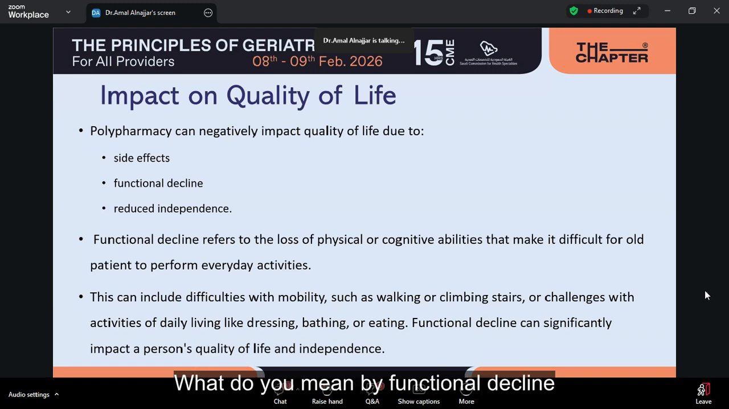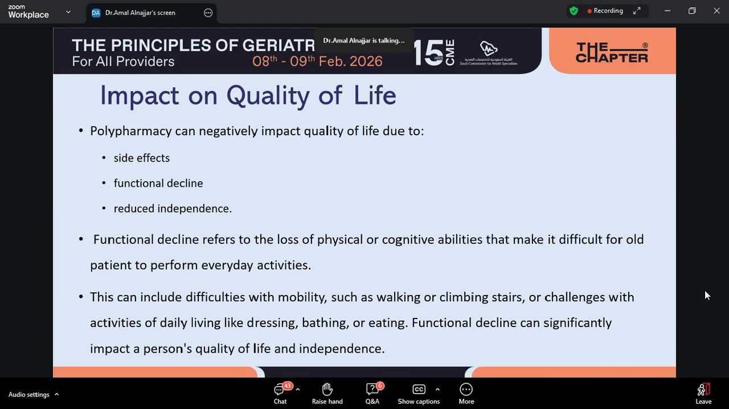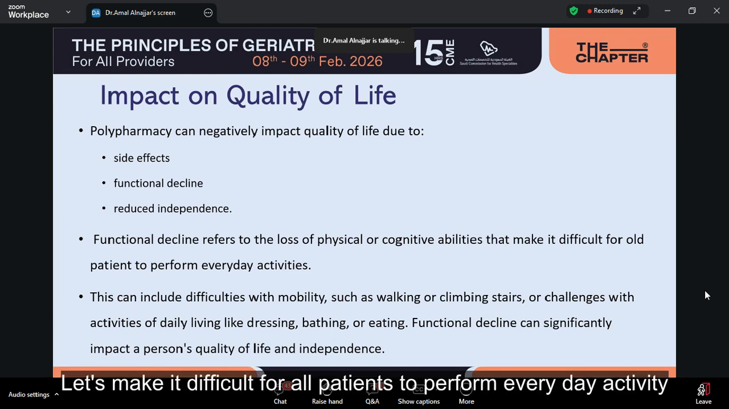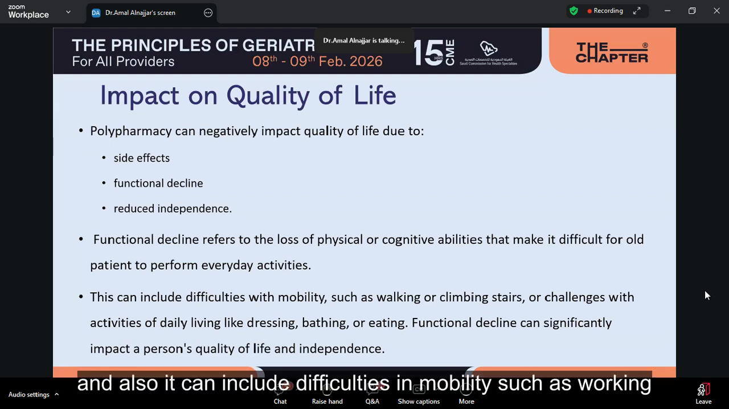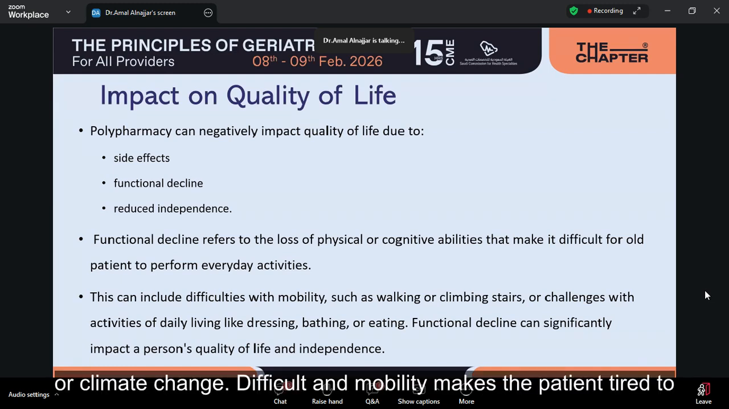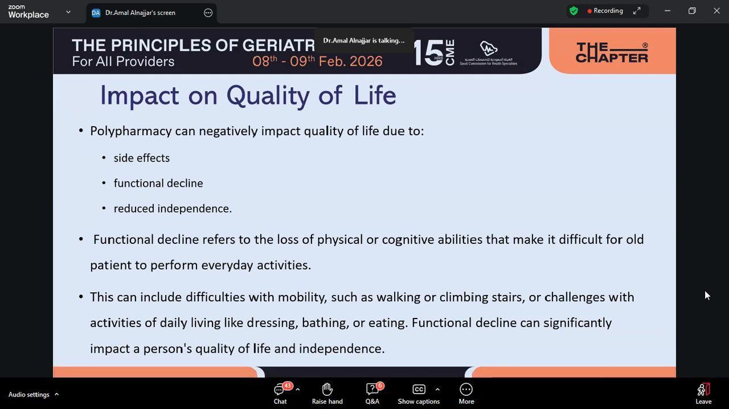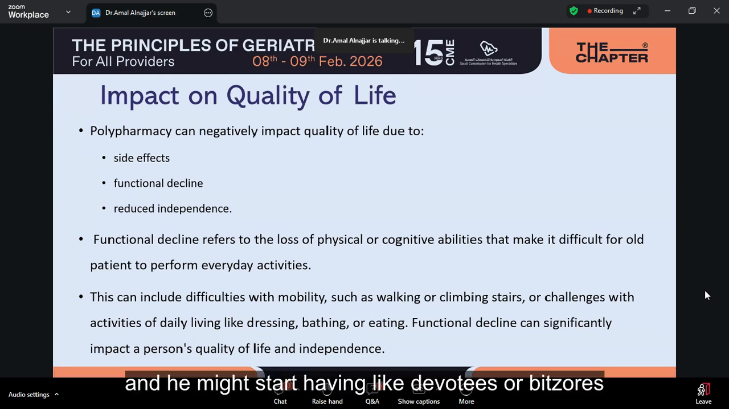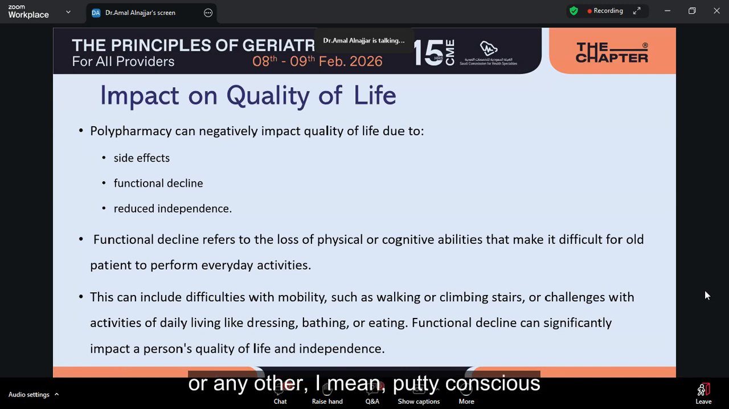What do you mean by functional decline? This is loss of physical or cognitive abilities that makes it difficult for patients to perform everyday activities. It can also include difficulties in mobility, such as walking or climbing chairs. Difficulty in mobility makes the patient tied to bed, and he might start having DVTs or bed sores or any other consequences.